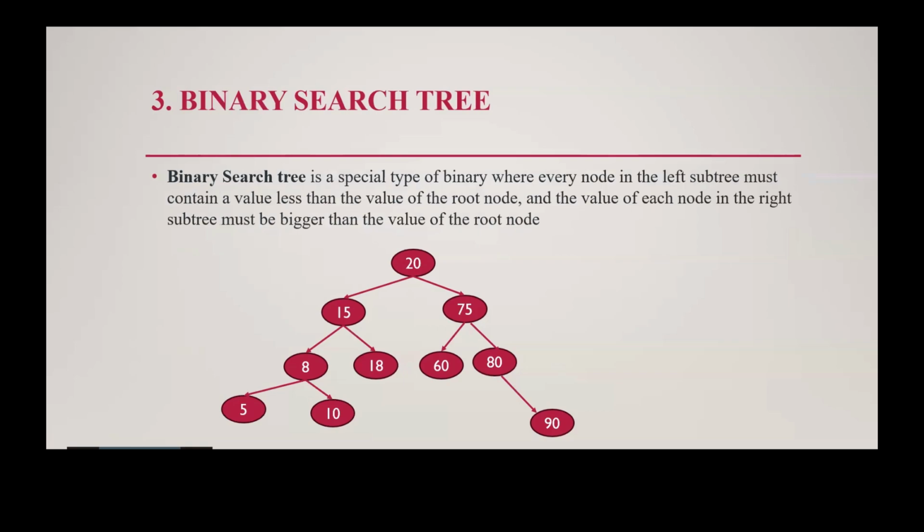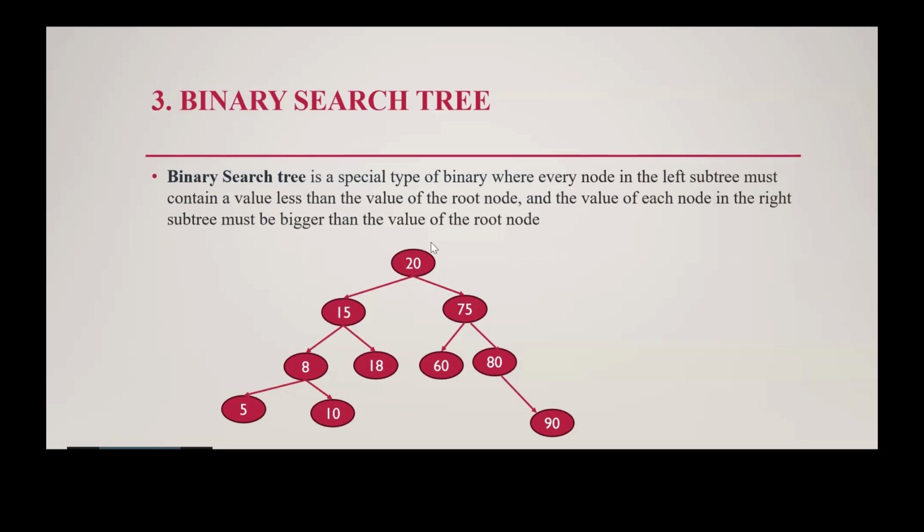Next one is the binary search tree. A binary search tree is a special type of binary tree. Binary tree means a maximum of two children, where every node in the left subtree must contain a value less than the root node, and the value of each node in the right subtree must be bigger than the value of the root node. This is the logic behind the binary search tree. Binary means maximum two children, and one more condition is that the left subtree value is always less than the root and the right subtree value is always greater than the root.